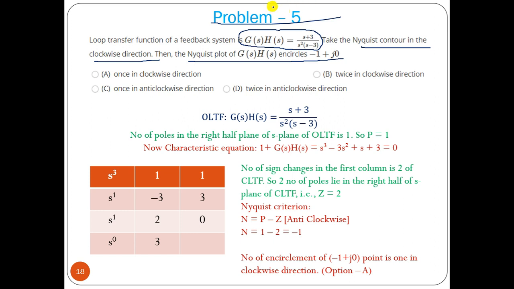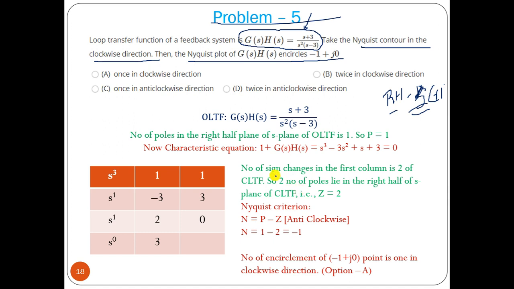What you have to do is, it is given that you have to draw the Nyquist plot, but as the open loop transfer function is given, we don't have to draw the Nyquist plot. We can give the answer by applying the RH stability criterion. How to do that? Let me explain that.